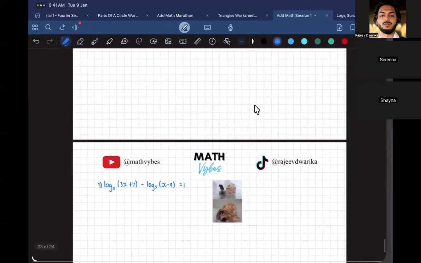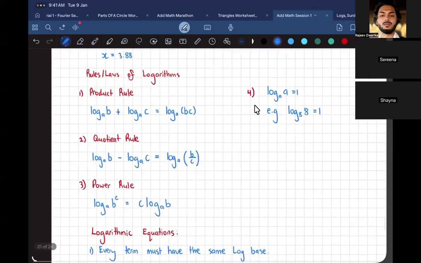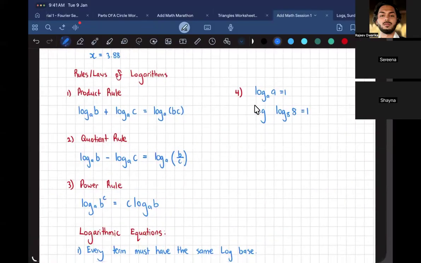So let me just go through the rules. You're supposed to remember these three rules: the product, quotient, and the power rule. And number 4, if you have the same log base, like log base a of a, that will be equal to 1. Shayna, do you remember what a log function does? It's finding the power. So you understand why log base 8 of 8 will be 1, because to get back 8, you'd raise 8 to the power 1.